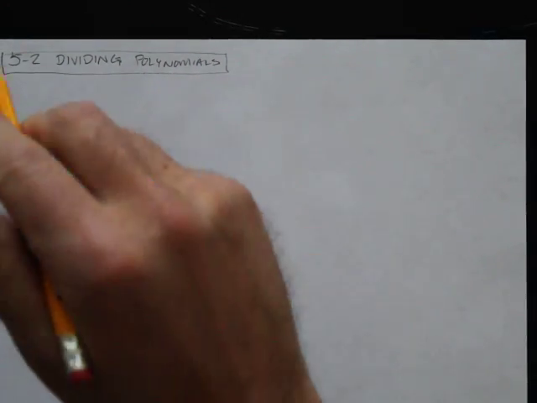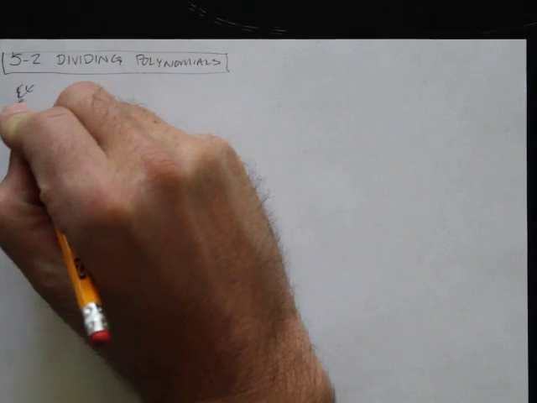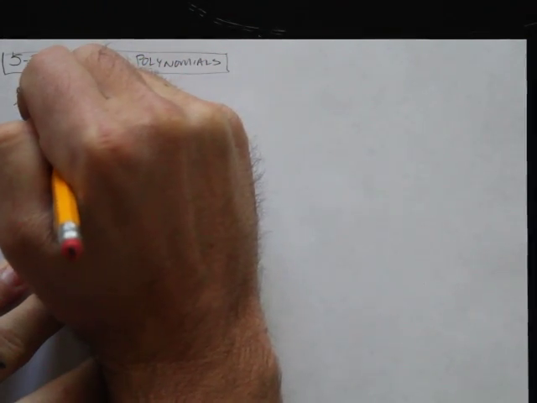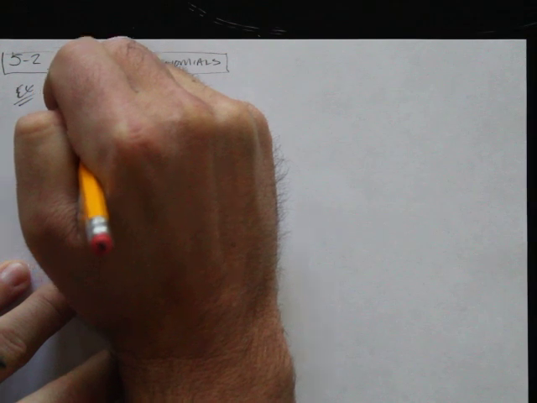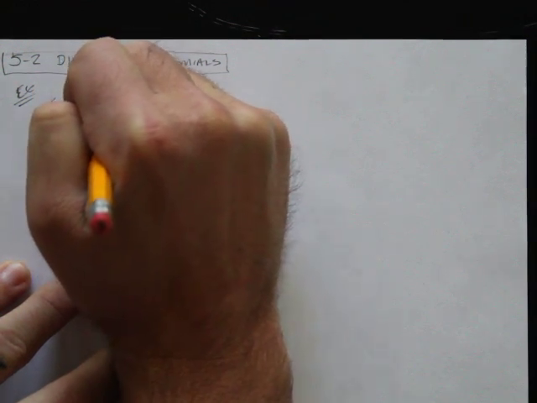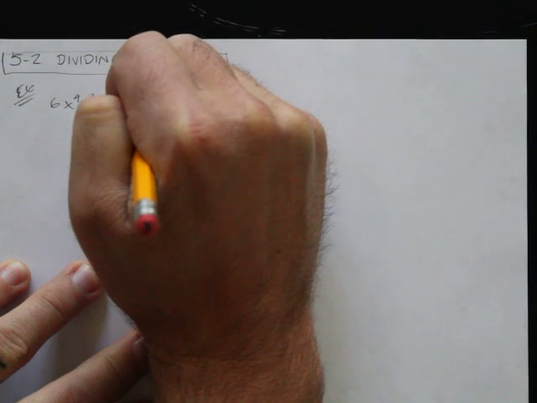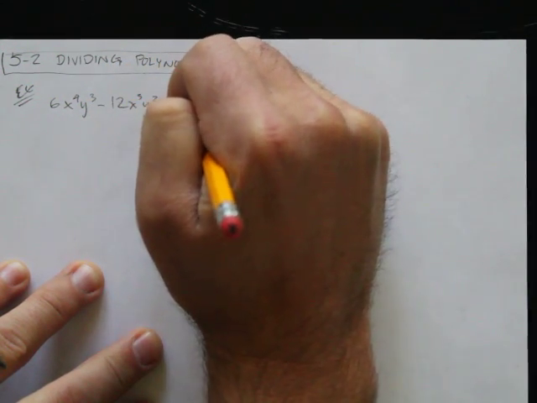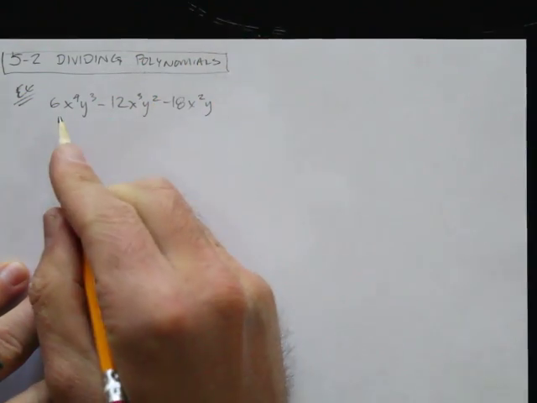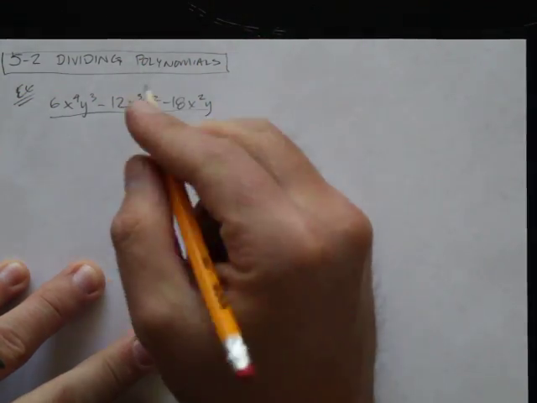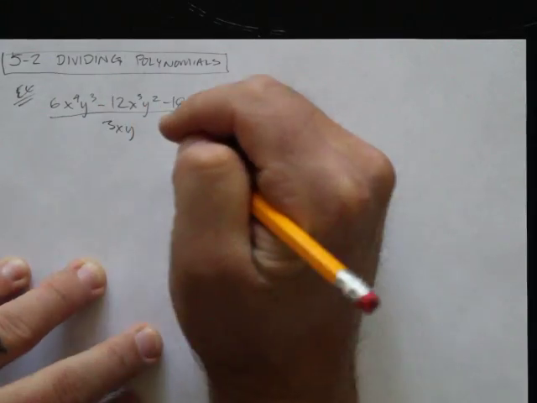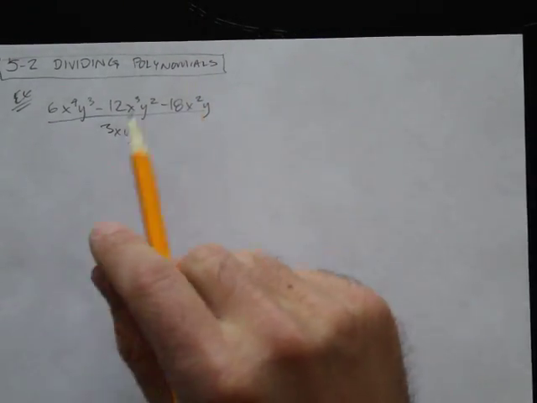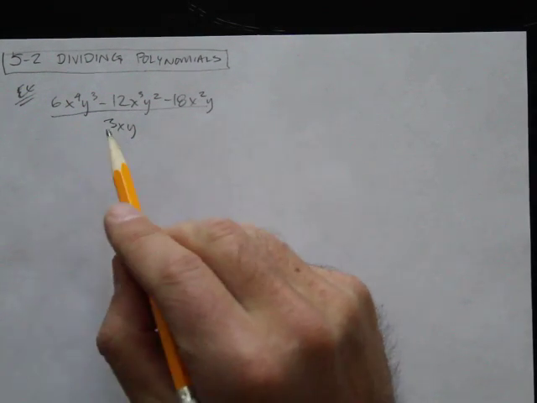We're going to start with a more factoring-like way of dividing polynomials. So we're going to start with an example: 6x to the fourth power y to the third power minus 12x to the third y squared minus 18x squared y, over 3xy. So this first method is a factoring kind of method.